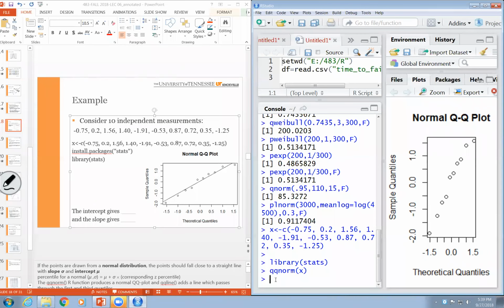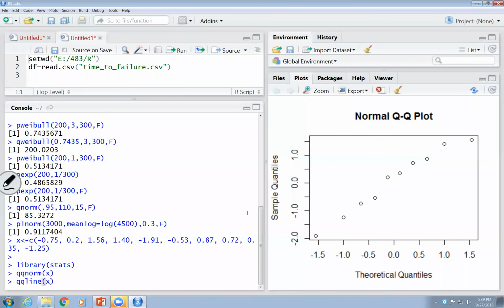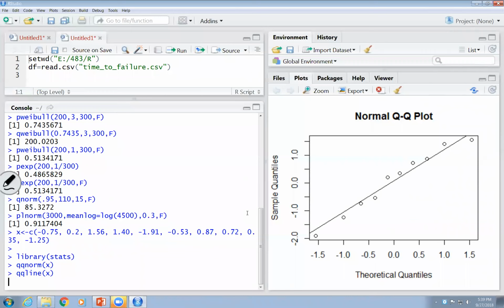You can call the command qqline after qqnorm to draw a line that goes through the first and third quantile. And it looks absolutely linear here, so the numbers seem to be coming from a normal distribution. But remember, we also need two parameters, mu and sigma. So let's check.